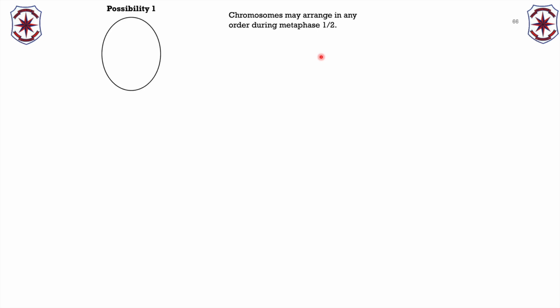Take, for instance, possibility 1. In this cell, we have this combination. This is homologous pair 1 and this is homologous pair 2. They have aligned themselves at the equator of the cell in this combination. Okay, let's say, for example, let's give these chromosomes names. Let's say this is chromosome A, this is chromosome B, this is chromosome C, and this is chromosome D.